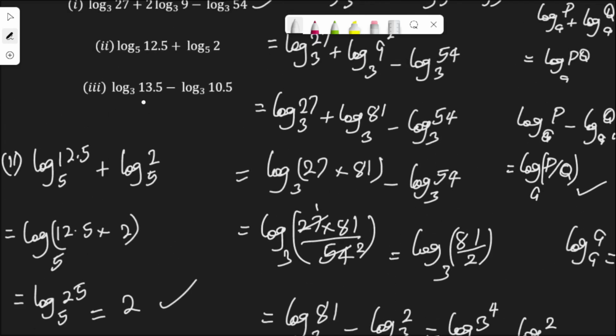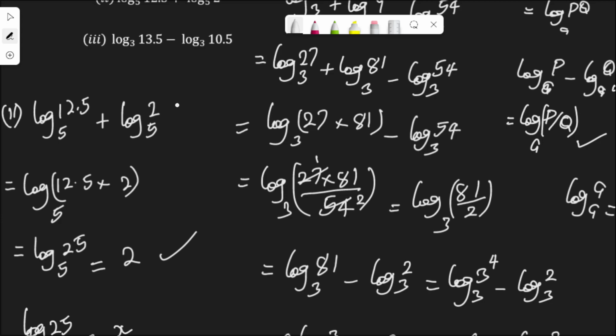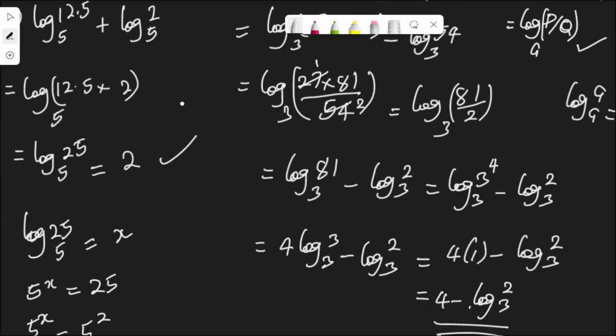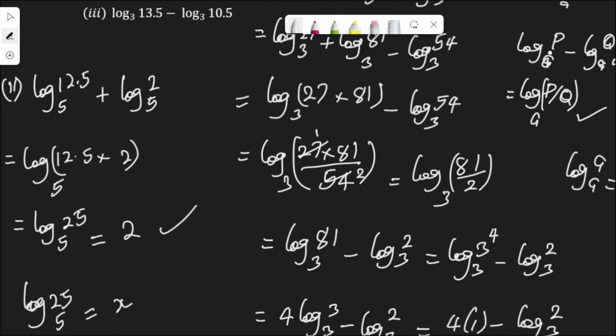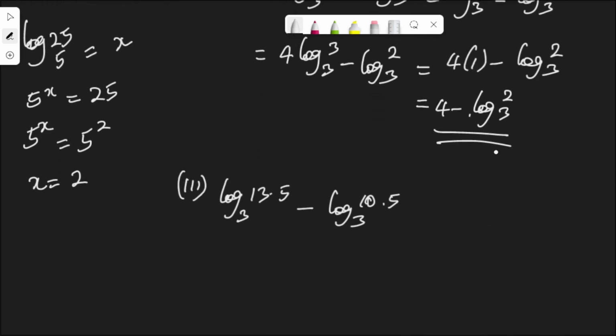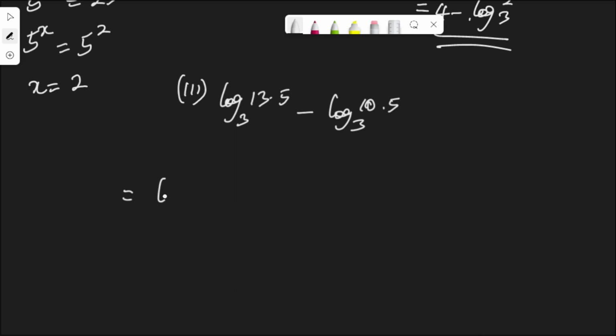Then question number 3 is log 13.5 to base 3 minus log 10.5 to base 3. Let's do it here. Log 13.5 to base 3 minus log 10.5 to base 3. Again, we are going to apply this law, log p to base a minus log q to base a is log p divided by q to base a. So if we apply it here, we'll have log 13.5 divided by 10.5 to base 3.